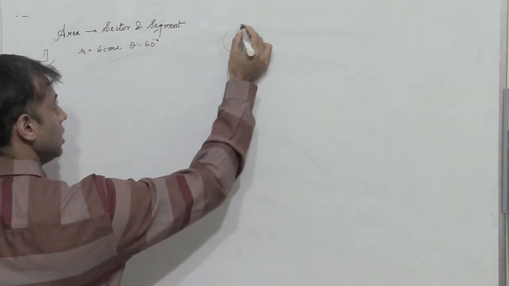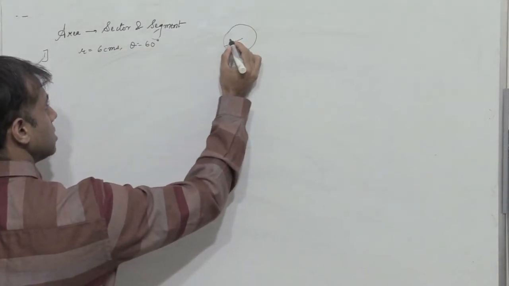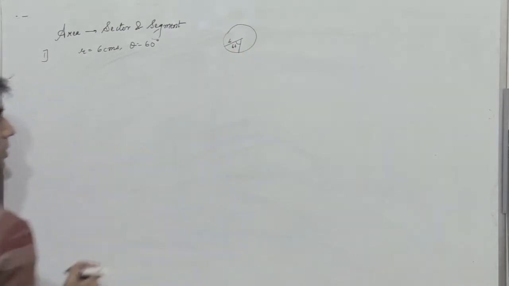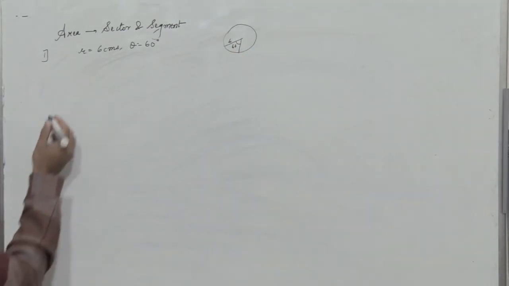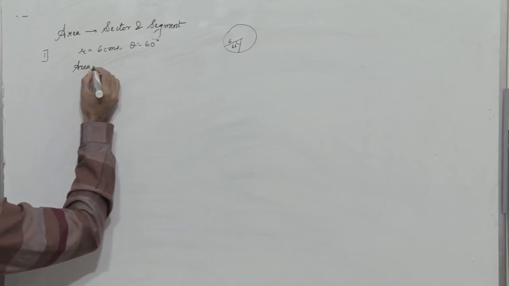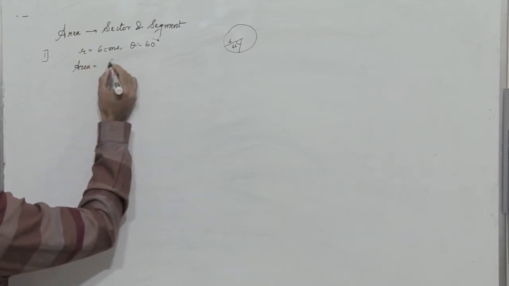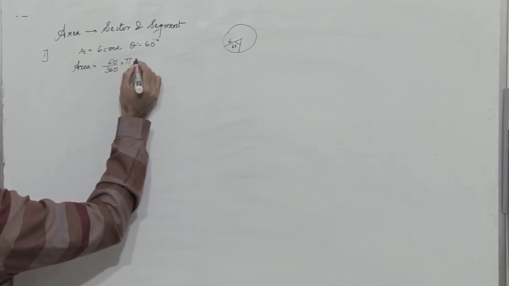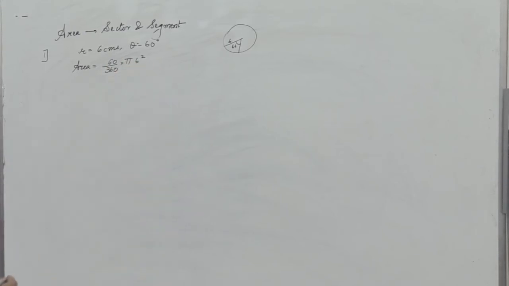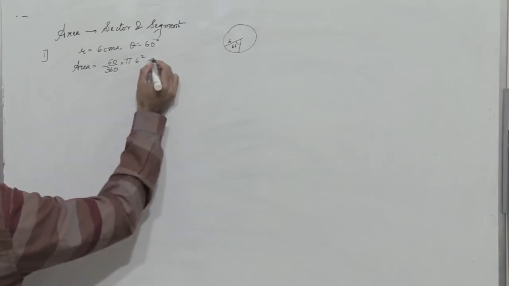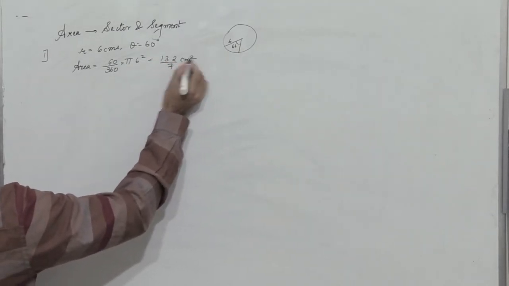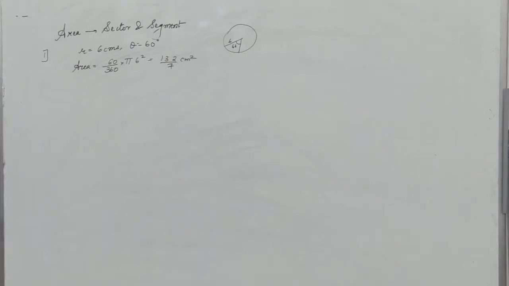So we have a circle here, and the radius is 6 and the angle is 60. Right? So we know the formula. The area is given by theta, which is 60 divided by 360, into pi r square, which is 6 square. So this gives us a value of 132 by 7 centimeters square, where pi is 22 by 7.